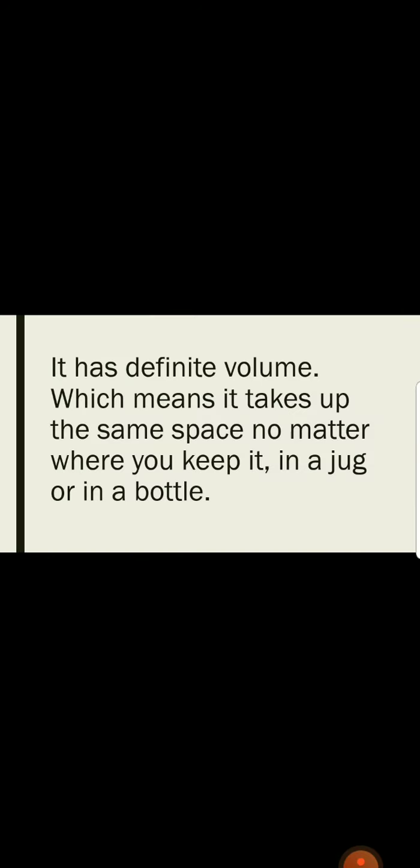See, when you pour juice into a glass from a bottle, what happens? It will take the shape of the glass. At first it was having the shape of the bottle. Now when you are pouring it in the glass, it will take the shape of the glass. Now it has a definite volume, which means it takes up the same space no matter whether you keep this in a jug or in a bottle. It would take the same space.